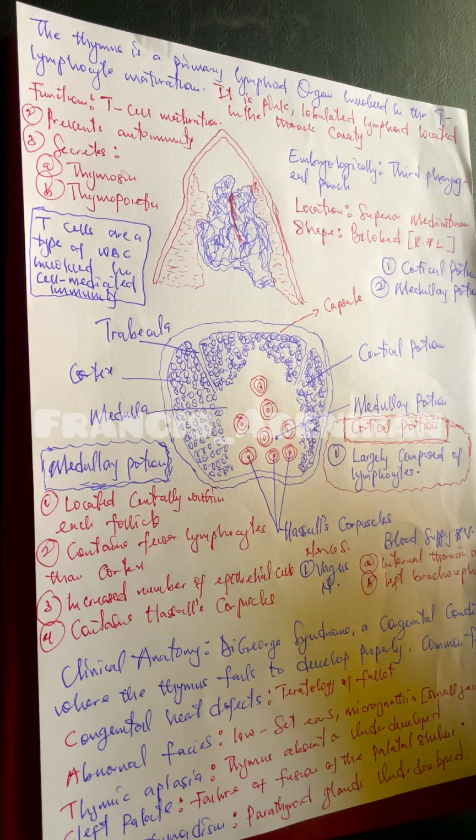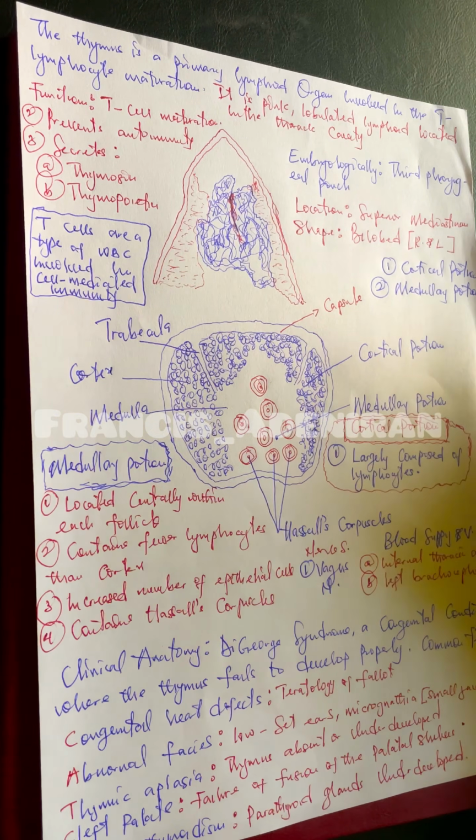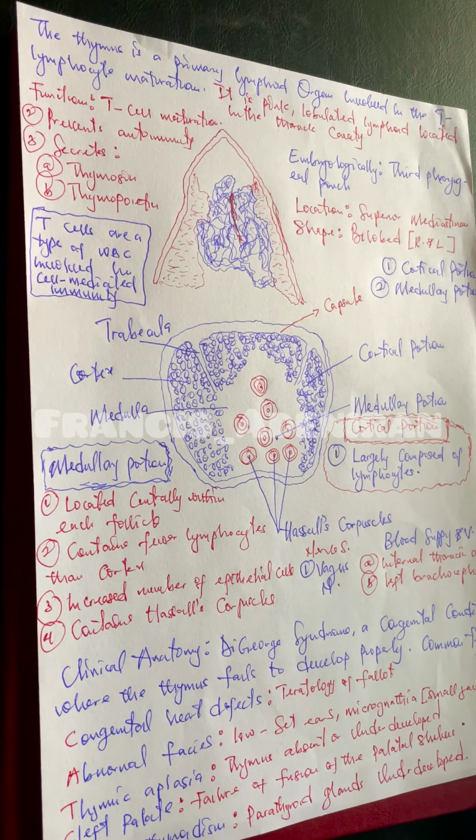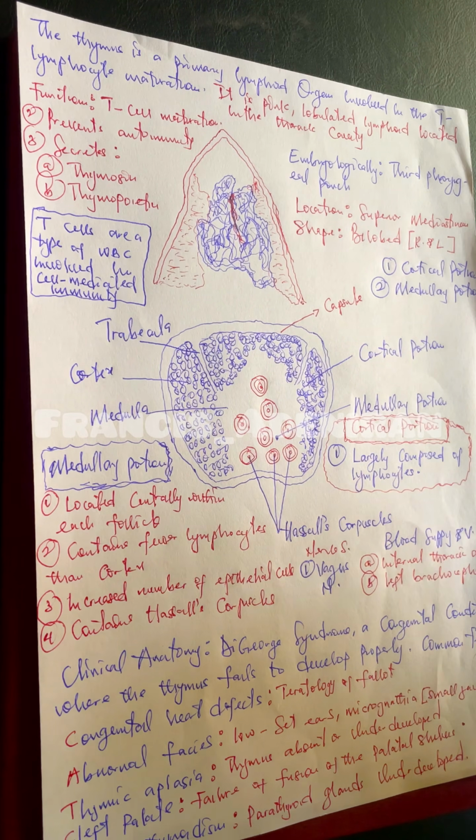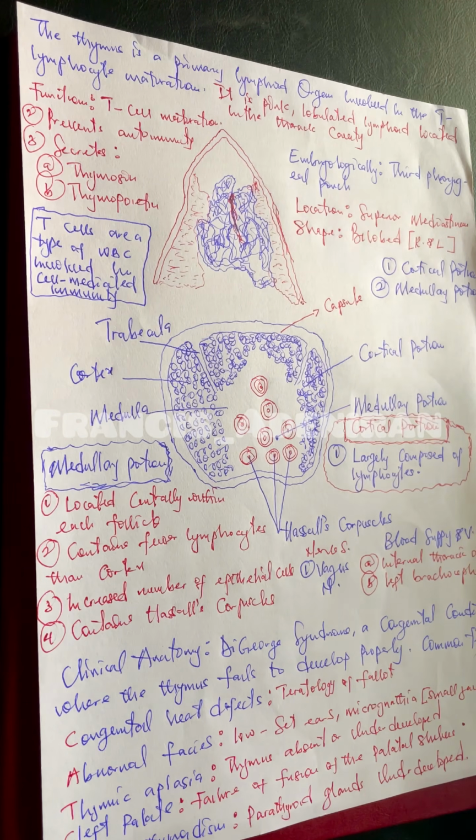In today's teaching, we're going to be discussing the anatomy of the thymus. The thymus is a primary lymphoid organ that is involved in T lymphocyte maturation. Now, T cells are a type of white blood cell that are involved in cell-mediated immunity. Now, let's go to the shape, the location, the color, and the function of the thymus.